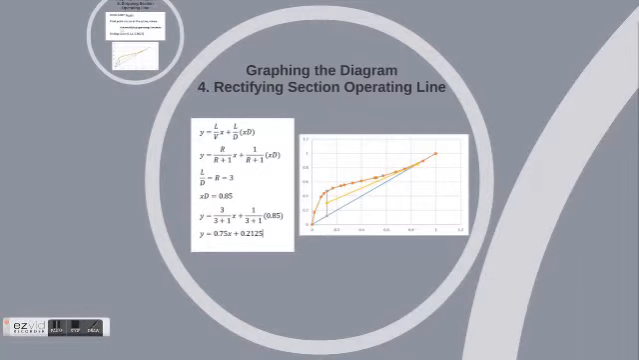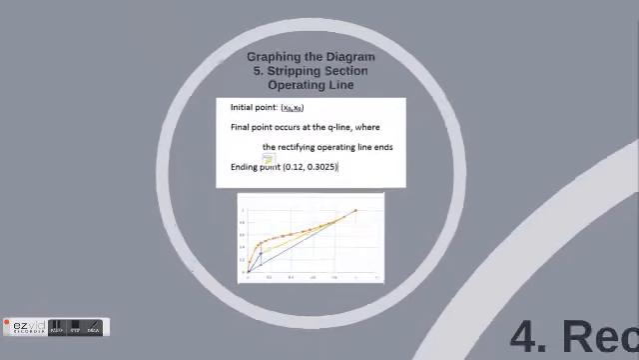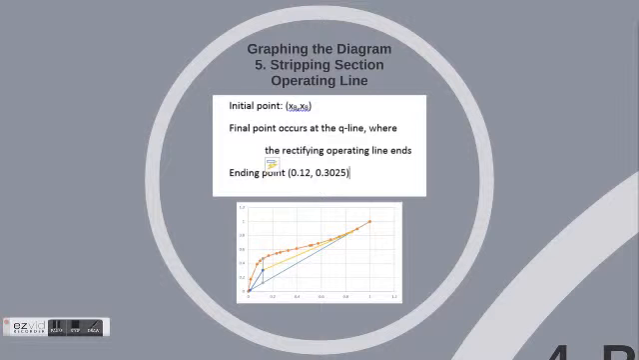This equation is plotted on the graph from the Q line at 0.12, 0.3025 to the point on the 45-degree line that mole fraction of alcohol in distillate occurs, or at the point 0.85, 0.85. The final line that must be graphed is the stripping section operating line. This line begins at the point on the 45-degree line that mole fraction of alcohol in the bottoms occurs, 0.01375, 0.01375, and ends at the point on the Q line that the rectifying section ended, or 0.12, 0.3025. This line is plotted on the graph below.